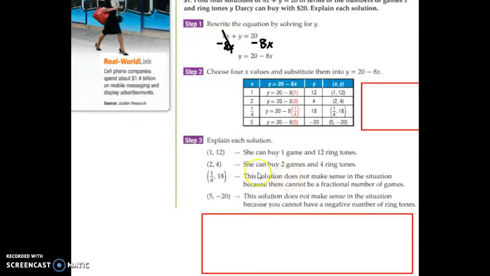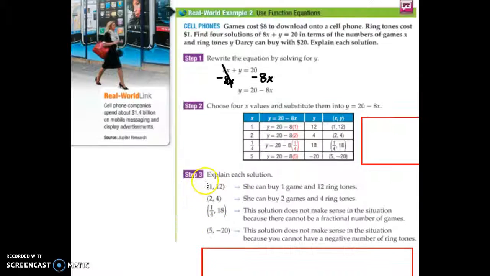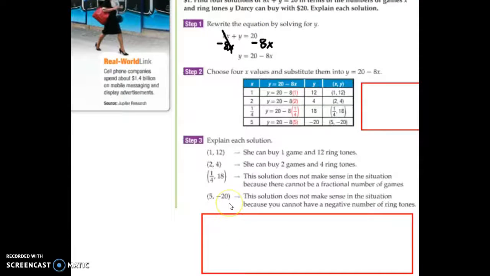This one does not make sense because you can't get a quarter of a game. All right. And this one does not make sense because you can't have negative ringtones. You can't pay back ringtones when you buy them on a phone. So these two don't really make sense. These two make sense as long as they're both positive. These answers are correct, but for a real situation like this with games and ringtones, they don't make sense.